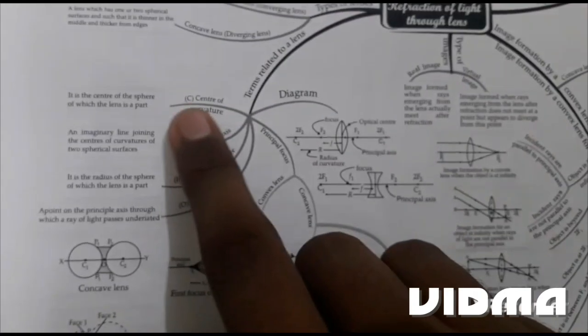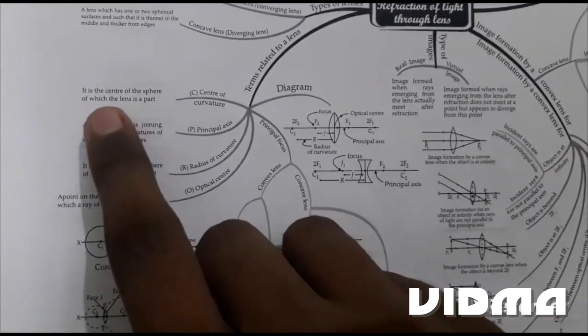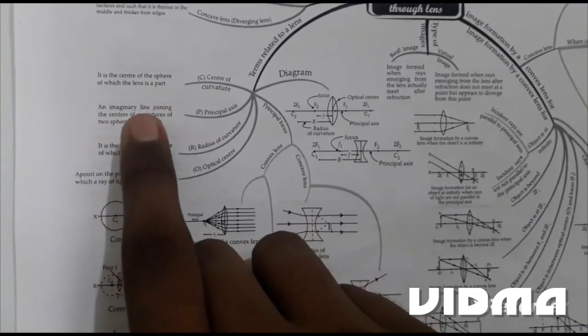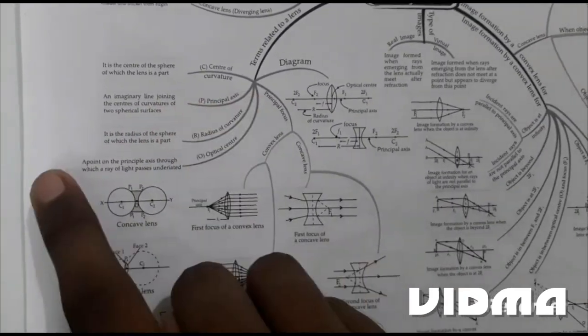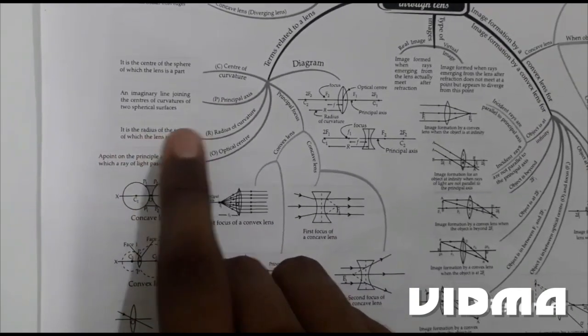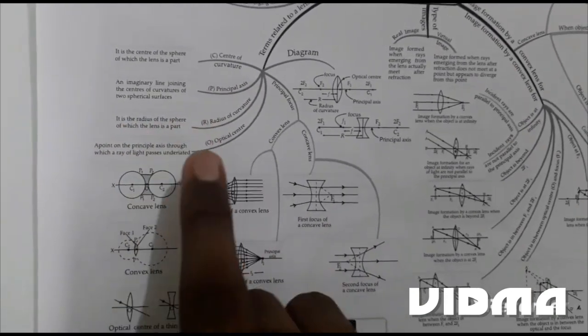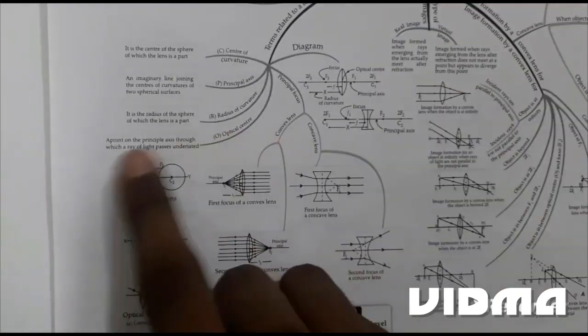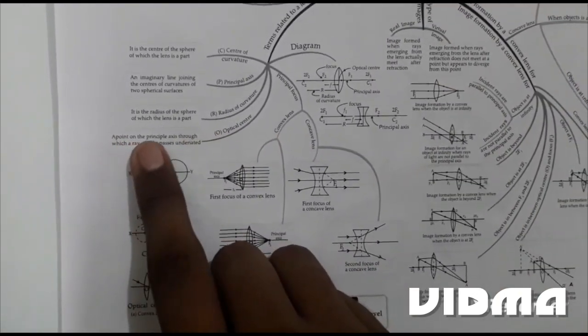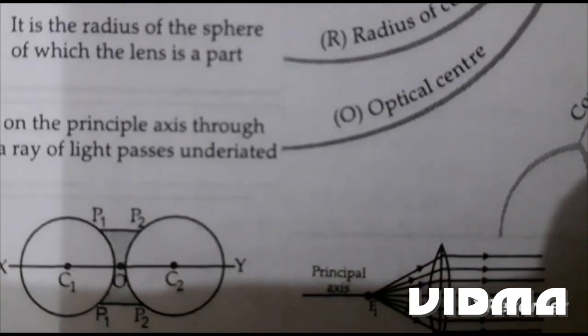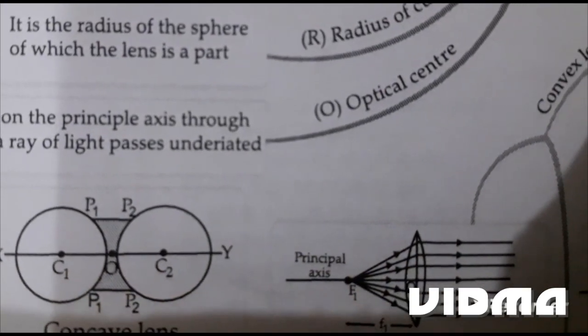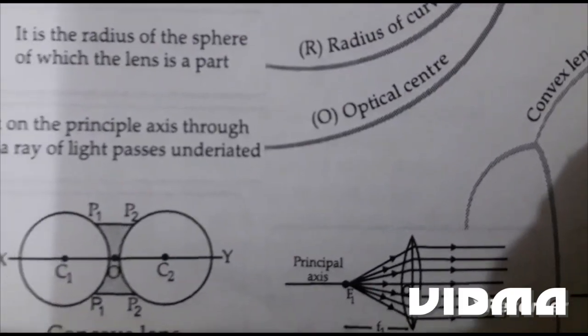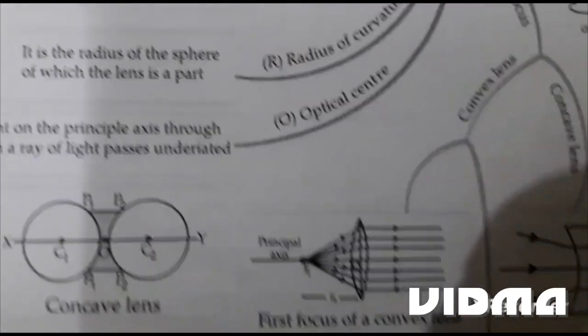Now, for center of curvature, it is the center of the sphere of which the lens is a part. An imaginary line joining the centers of curvature of the two spherical surfaces is called the principal axis. Radius of curvature is the radius of the sphere of which the lens is a part. And the optical center is the point on the principal axis through which a ray of light passes undeviated.